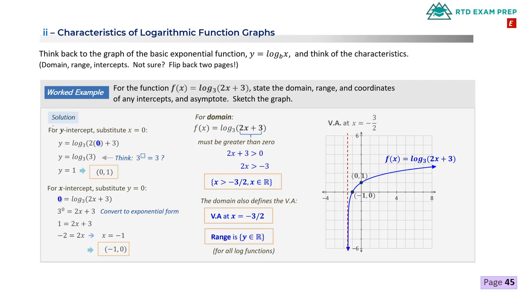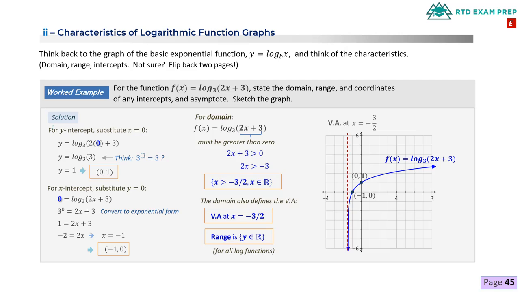Well, on the graph, that negative 1.5 is the value that would make the argument 0, and so that's where we're going to see our vertical asymptote, when x is equal to negative 3 halves. And so that's that vertical dotted red line. And because our domain says that x must be greater than that, our graph will only appear on the right side of that vertical asymptote.